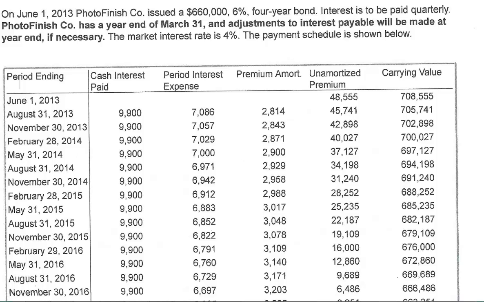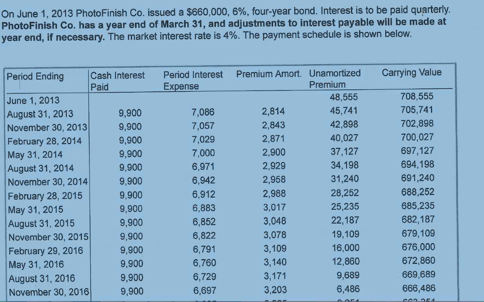Hi folks, welcome to this video that has you calculate interest accruals for bonds and bond retirement. So in our question here, we have a company, Photo Finish. They've issued a face value bond, $660,000. 6% is our coupon, and we know it's a 4-year bond. Now this question is a bit different because it says interest will be paid quarterly.